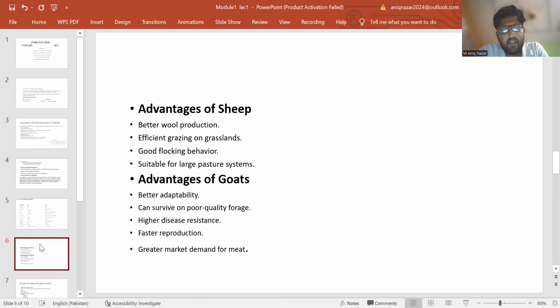Goats have better adaptability. They can adapt to any environment. They can survive on poor quality forage too. They have high disease resistance. They have faster reproduction, as I discussed at the start of this lecture. Their breeding time is every 6 months, and mostly they produce two to three kids, and it has great demand for meat.